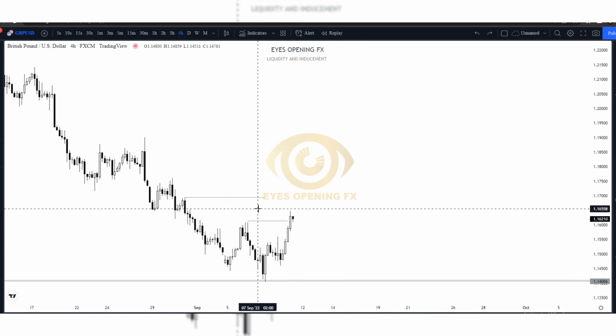So do well to check what the market is doing on the lower time frame and have what we call proper timing, so that you have the right time to enter the trade and exit the trade. That is all for today's outlook on this GBP USD.